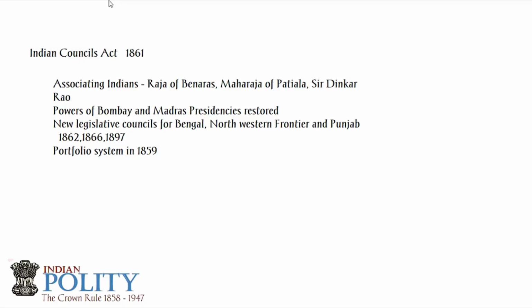The Viceroy was empowered to make rules and orders. Lord Canning formed a portfolio system in 1859, under which a member of the Viceroy's Council was made in charge of one or more departments of the government and was authorized to issue final orders on behalf of the Council. The Viceroy can also issue an ordinance during an emergency without consulting the Legislative Council. The ordinance's validity is for a period of 6 months.